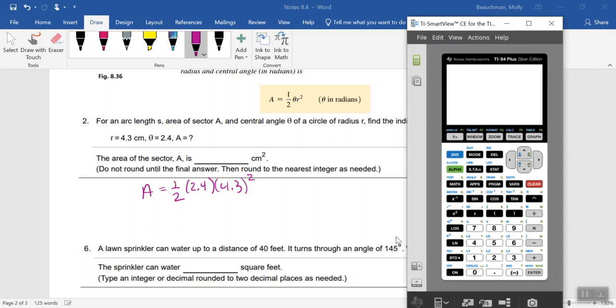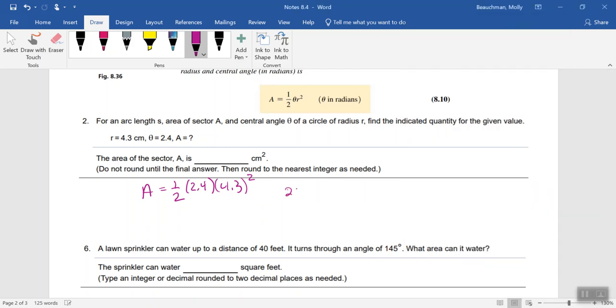So area is 1/2. I'm going to use 0.5 times 2.4 times 4.3 squared. Enter, we get 22.188, and we want to round to the nearest integer. So 22.188 as the nearest integer is the nearest whole number. So that's about 22 centimeters squared.